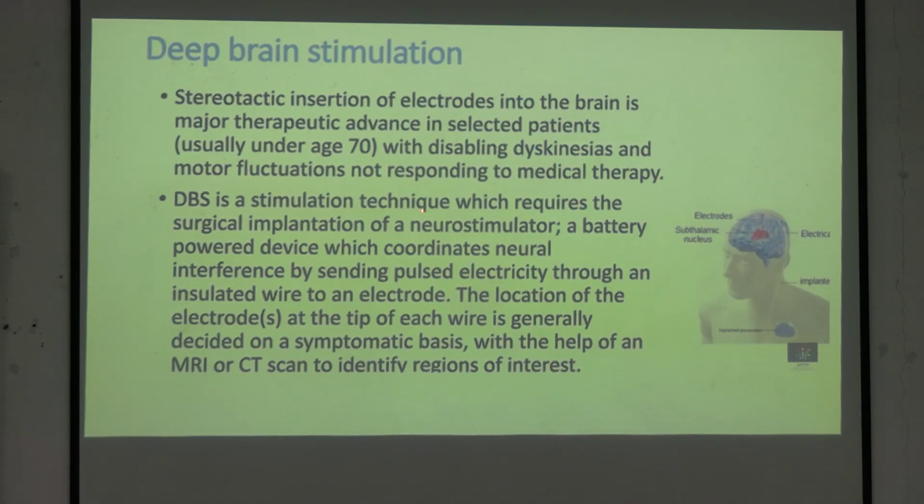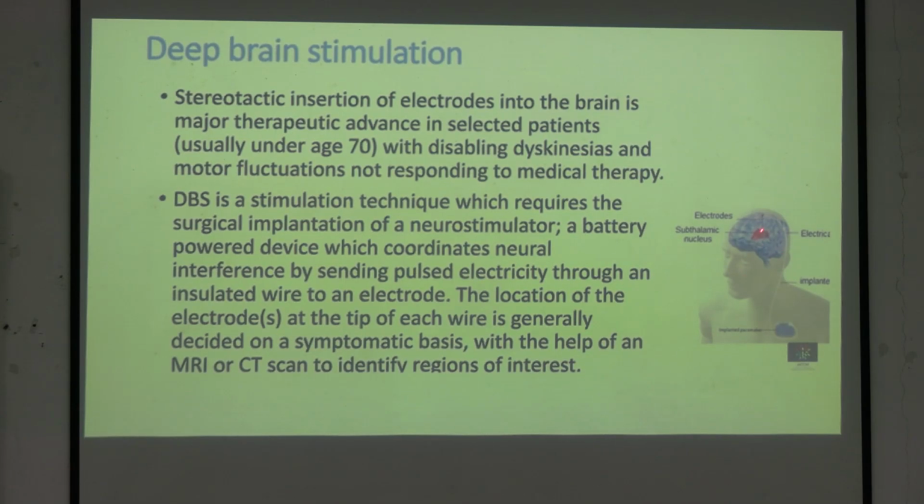So deep brain stimulation can also come as a short note because nowadays it is very much in use. So you should write at least where it is used. It requires the surgical implantation of a neurostimulator, a battery-powered device which modulates neural activity by sending pulses of electricity through an insulated wire to the electrode. The location of the electrode tip, where the wire goes, is generally decided on a symptomatic basis, with the help of an MRI or CT scan to identify the region of interest.